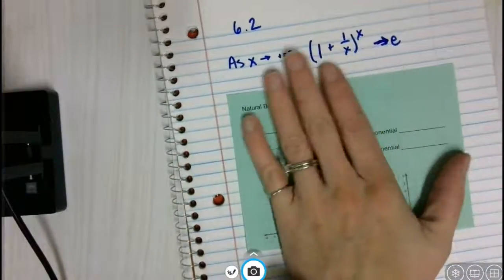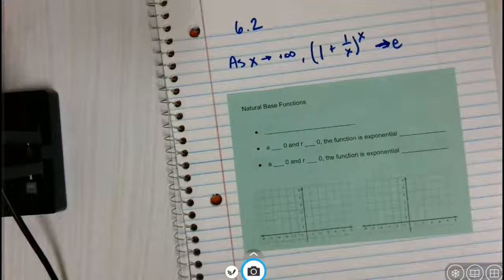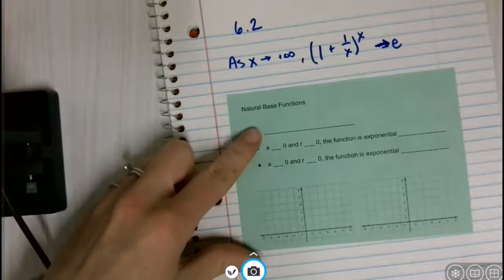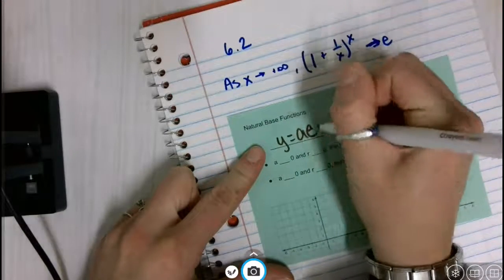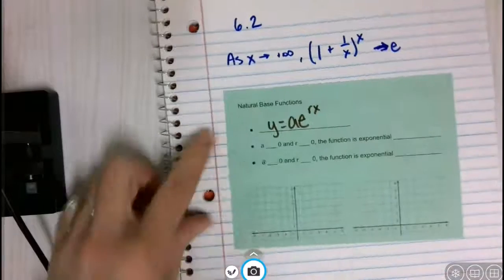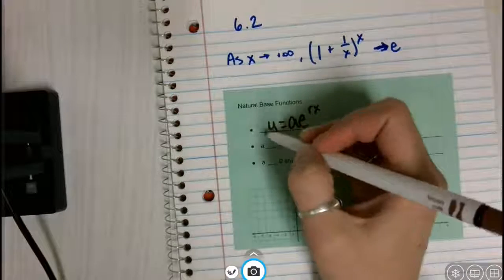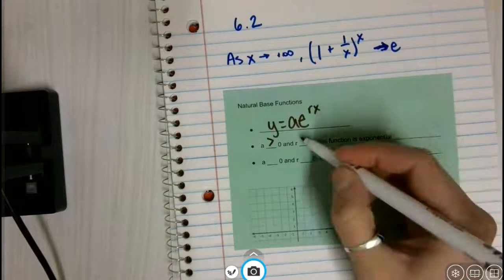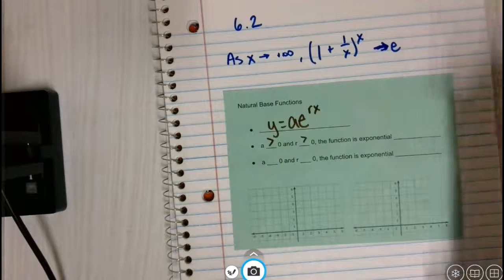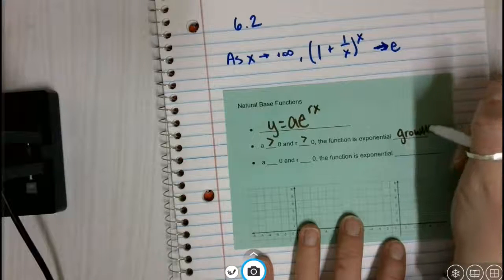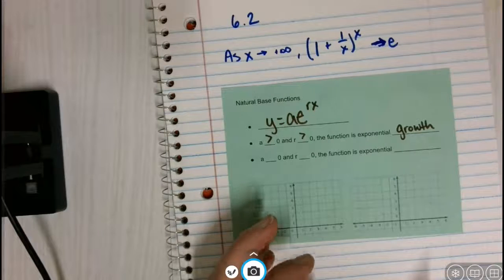Okay, so now we're looking at natural base functions. That natural base is e. That's really what we're talking about. Our natural base function takes this form: y equals a e to the rx. Here I know that a is going to be greater than 0, and r is also going to be greater than 0. When both are greater than 0, I know that I'm going to have exponential growth, which we talked a little bit about in that last section. So refer back to that if you're stuck on what exponential growth is.